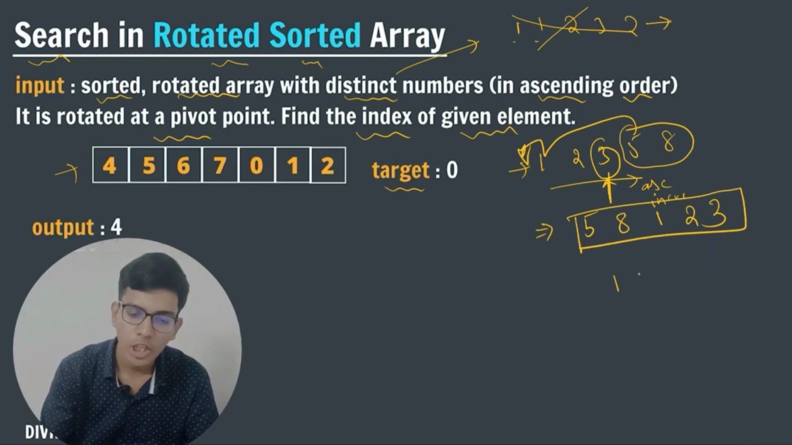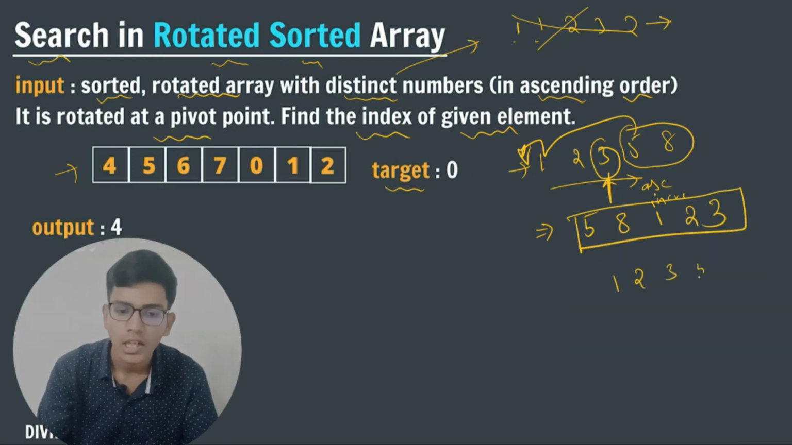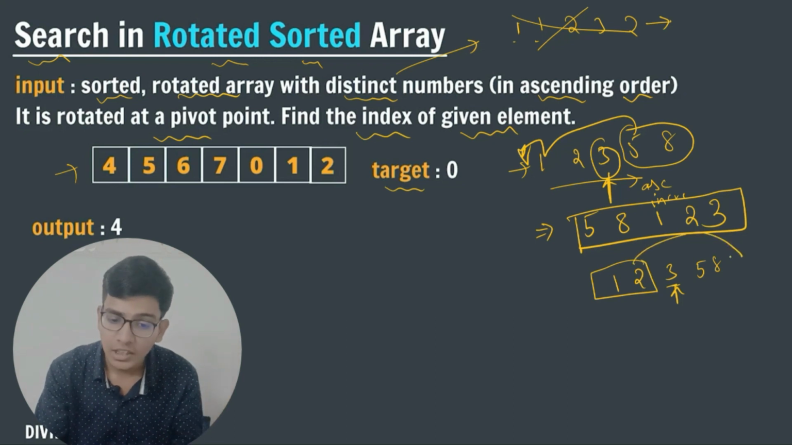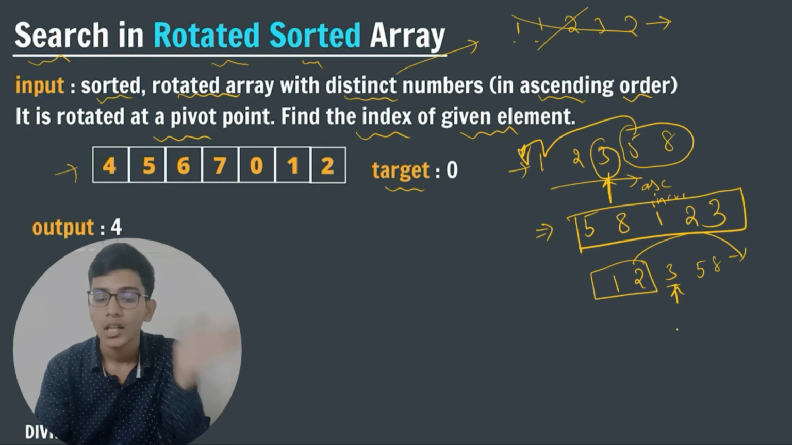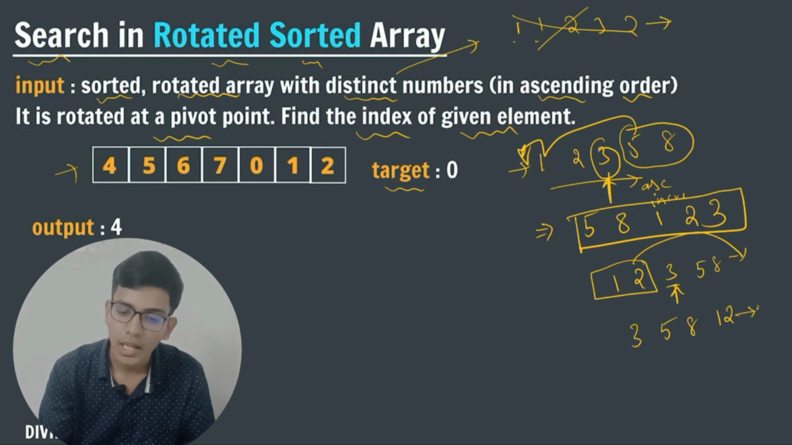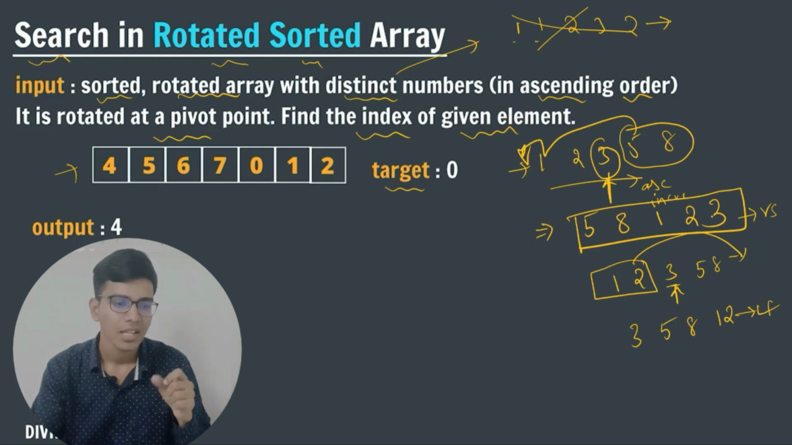What is meant by left rotation? This is my original array, 1 2 3 5 8. Left rotation means, this is my pivot point, so whatever elements are present on the left side will come at the last. So my array will become 3 5 8 1 2. This is known as left rotation and this is known as right rotation.